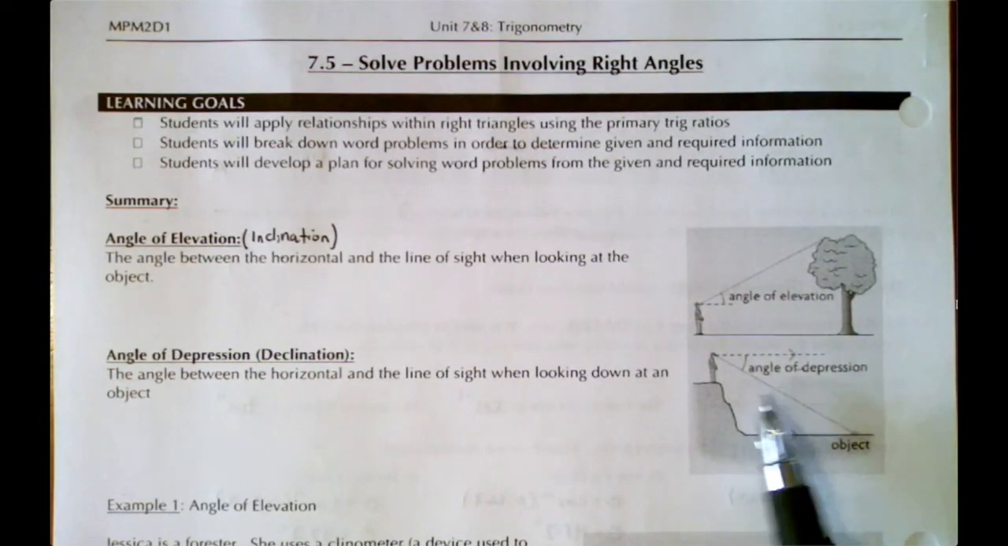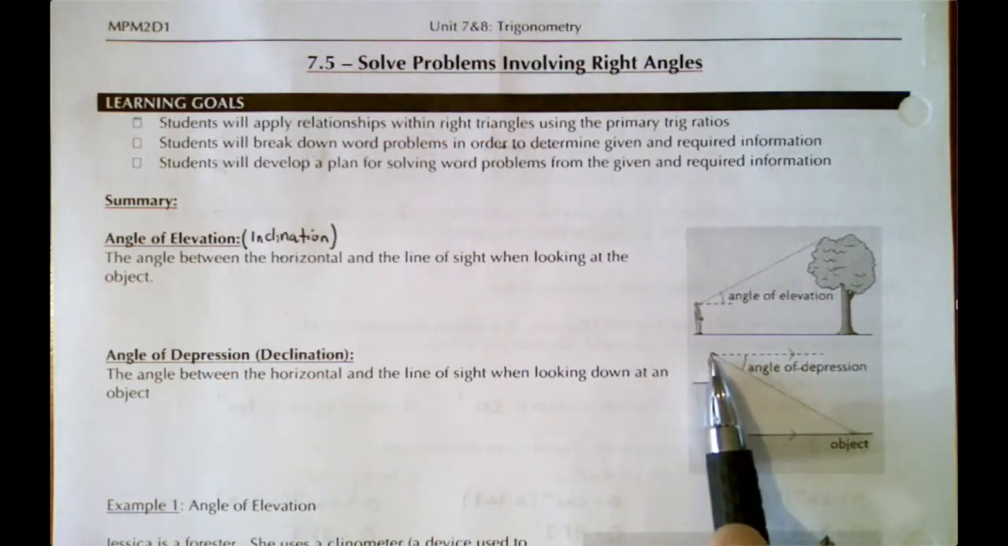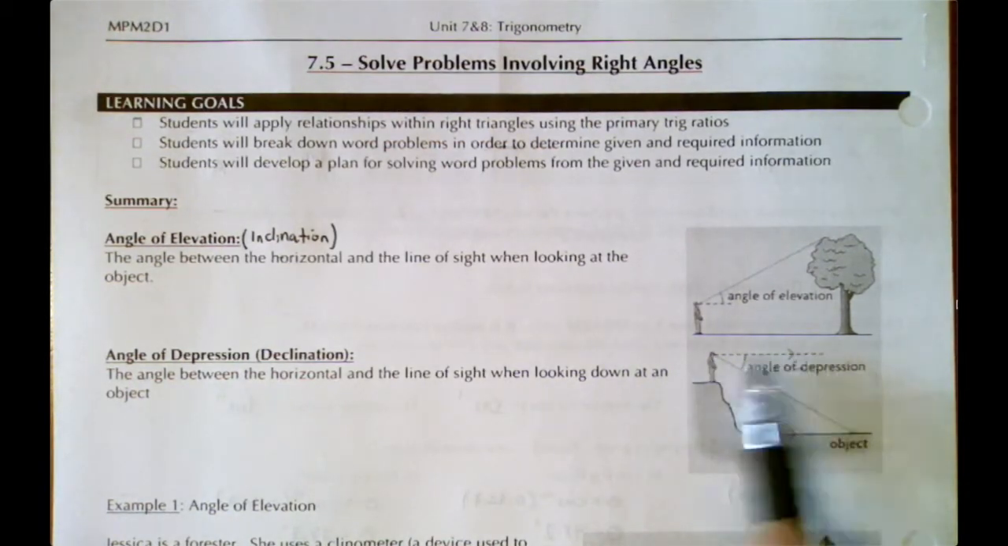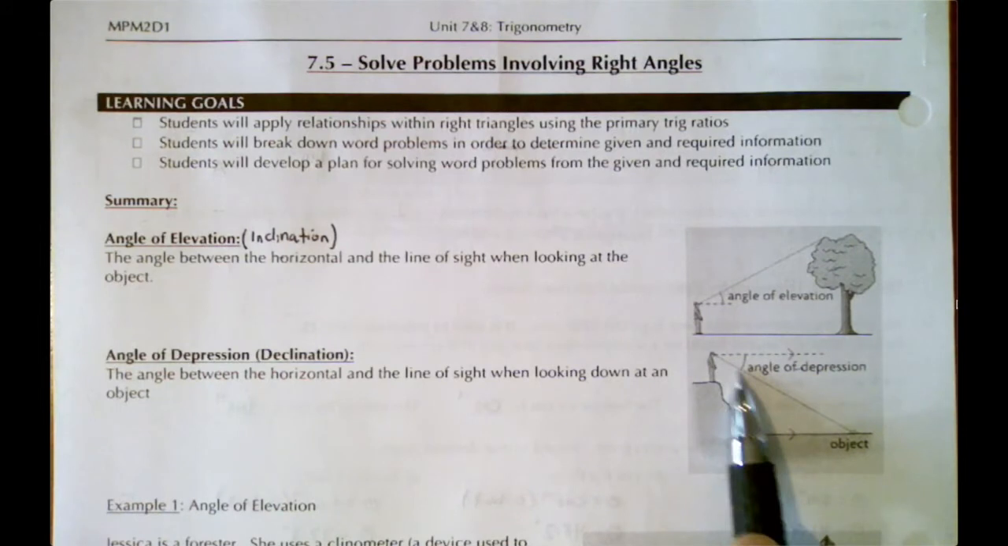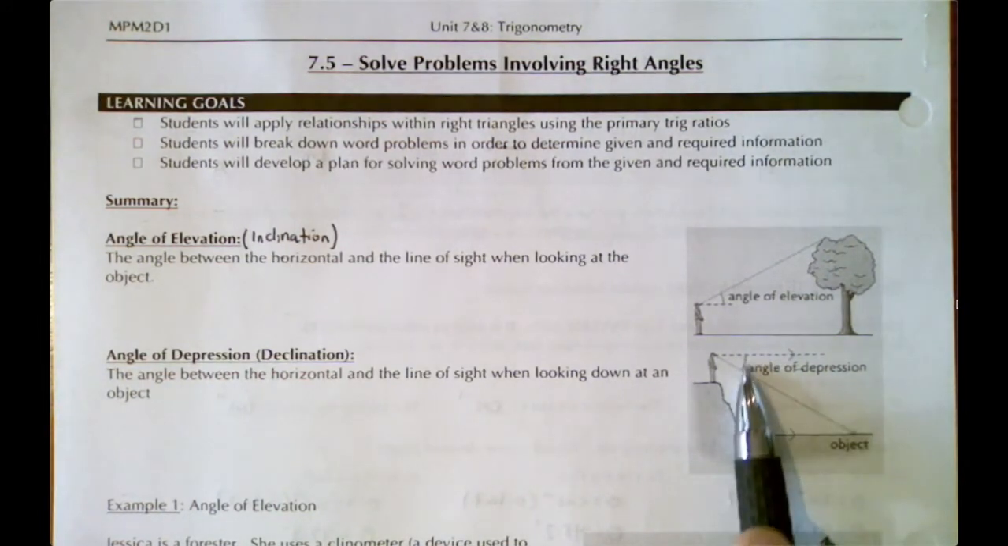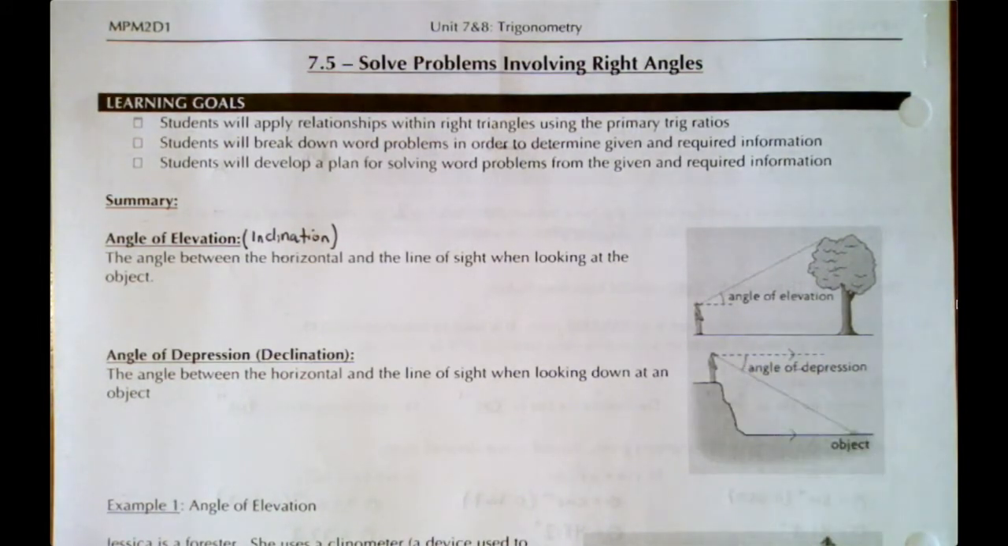Conversely, if we're looking down to get to an object, if we were to look straight, we'd have a line of sight, and when we look down, we create a new line of sight to the object, which creates an angle of depression. The key is always from line of sight. Okay, now that we've seen these two, let's take a look at some applications. First, we'll do an angle of elevation question.